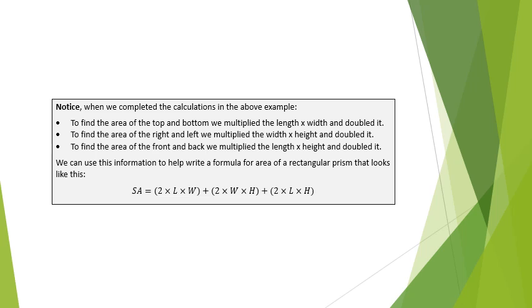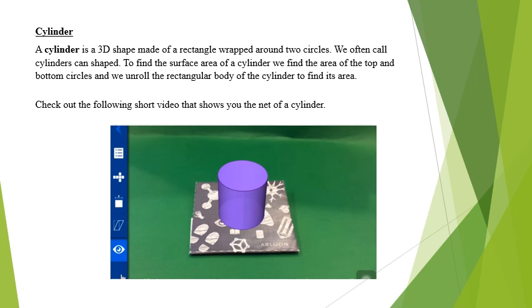So we can use this information to help write a formula for the surface area of a rectangular prism that looks like this. The surface area is 2 times the length times the width, plus 2 times the width times the height, plus 2 times the length times the height. So I will give you that formula on any tests and assignments, and if you prefer to just use that, that's fine. Or if you prefer to draw out the nets, if it makes a little more sense, that's fine as well. Okay. Let's look at cylinders.